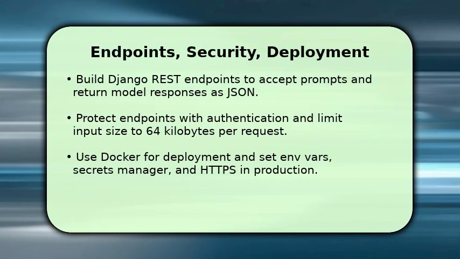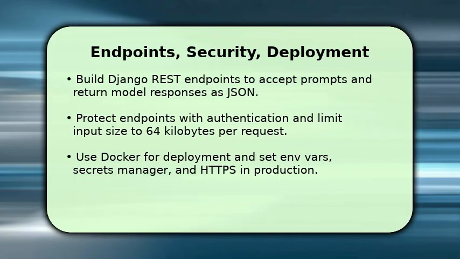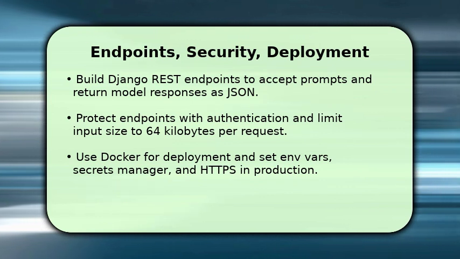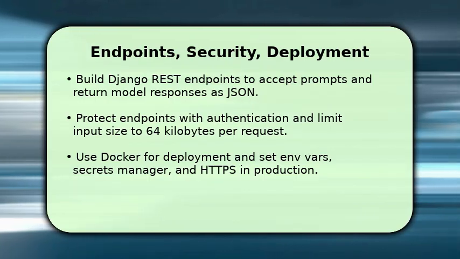Expose AI functionality through Django REST endpoints that accept prompts and return JSON. Protect endpoints with token authentication and permission checks for each user. Limit input size to 64 kilobytes per request and validate content for safety. Avoid storing raw prompts in logs or database unless explicitly required and encrypted.